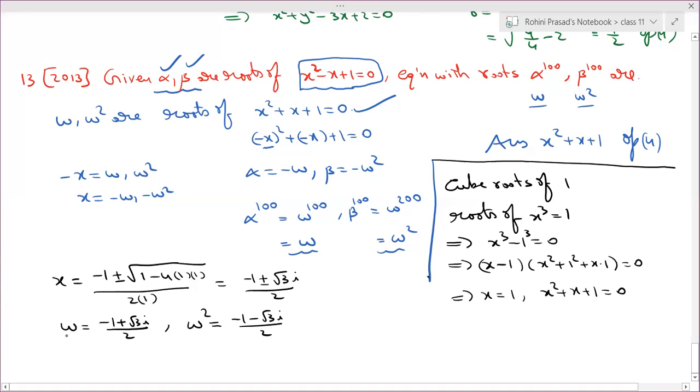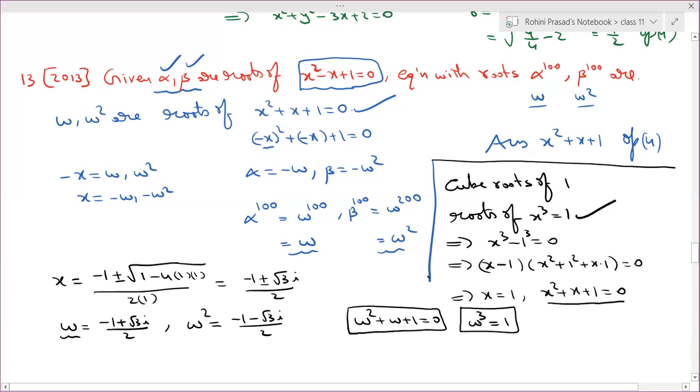And if you observe carefully, omega is obtained from this equation. So omega is a root of this equation, so omega should satisfy this equation. So omega square plus omega plus 1 equal to 0. That's how we got the property omega plus omega square plus 1 equal to 0. At the same time, omega is also a root of the mother equation, this one. So omega is a root of the main equation also. So you calculate omega cube, and that should satisfy x cube minus 1 equal to 0. So omega cube minus 1 equal to 0, omega cube is equal to 1. So that's how we got these properties we use frequently.